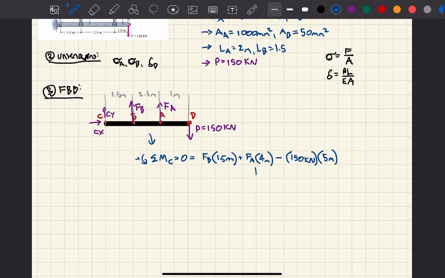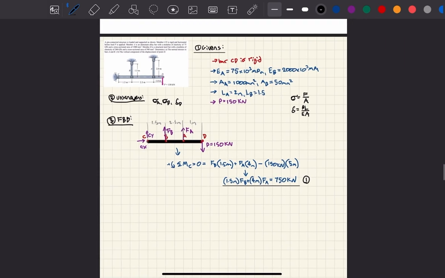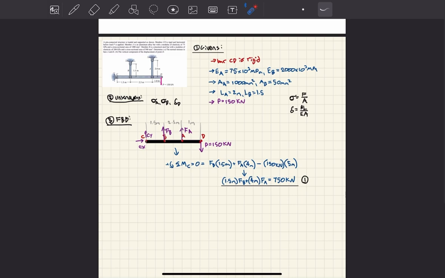If I simplify this equation a bit, I'm going to get that 1.5 meters times FB plus 4 meters times FA is equal to 750 kilonewtons, and this is my equation 1. Right? I have two unknowns in one equation, so I need another linearly independent equation to solve for my two unknowns. How do I do that?